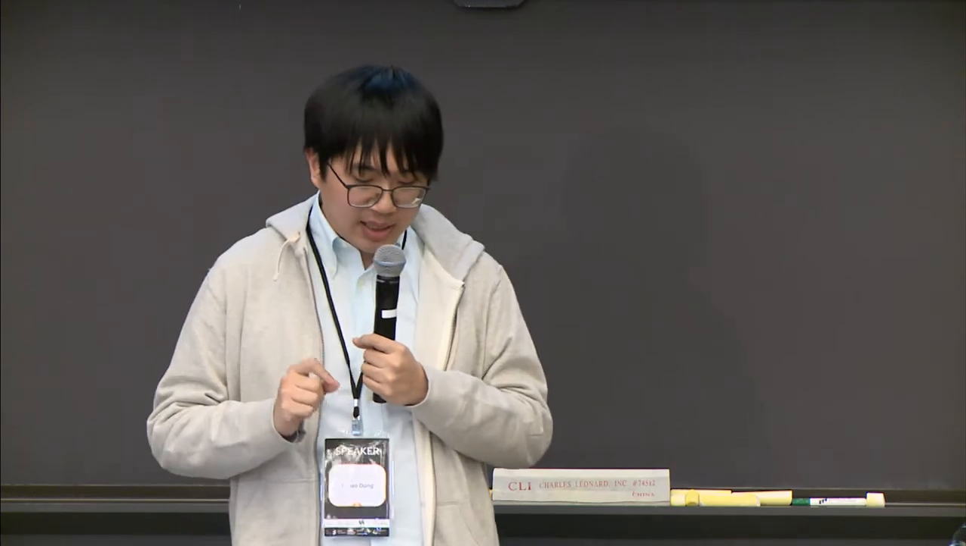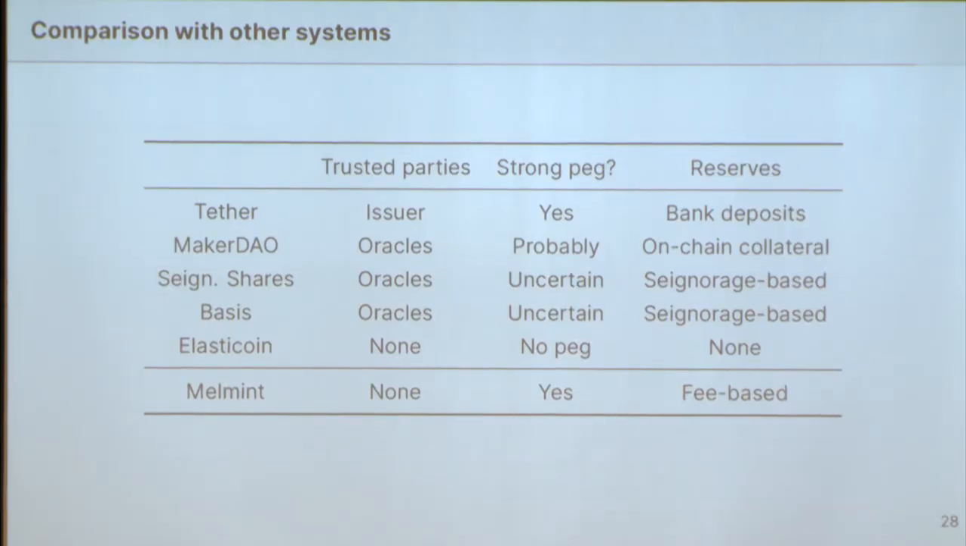Now finally, we compare it with other systems. Melmint is quite unique in that it does have a strong peg to a specific value target, but it has no trusted parties. And its peg is quite robust because it's generally over-collateralized in its implicit reserves. Now, the closest system to Melmint is actually Signorat shares, but Signorat shares still tries to peg to an external system, and its collateral is completely backed by the prospect of future growth, which is essentially a Ponzi scheme. So that's why Melmint, I think, is quite different from existing systems.